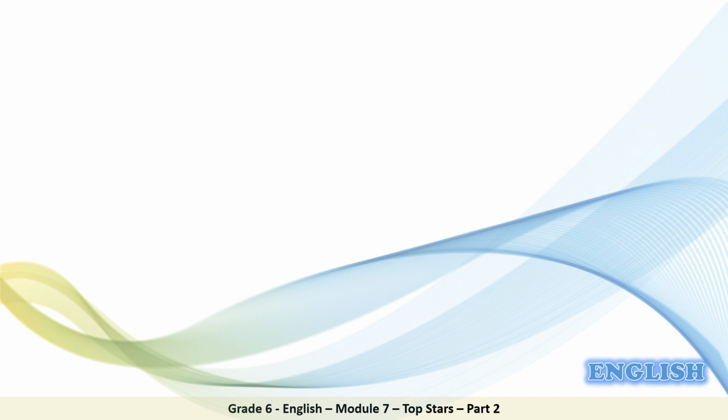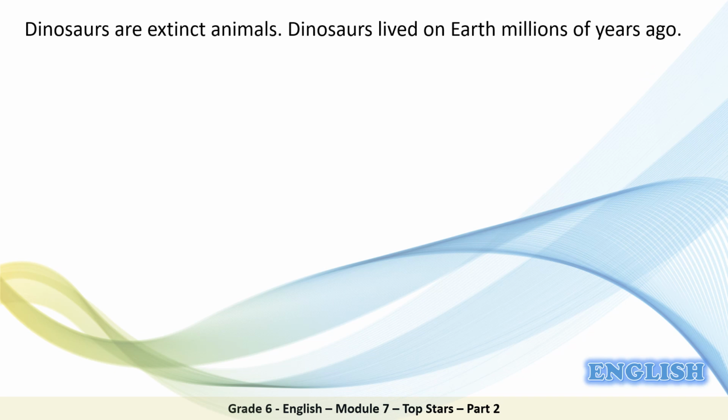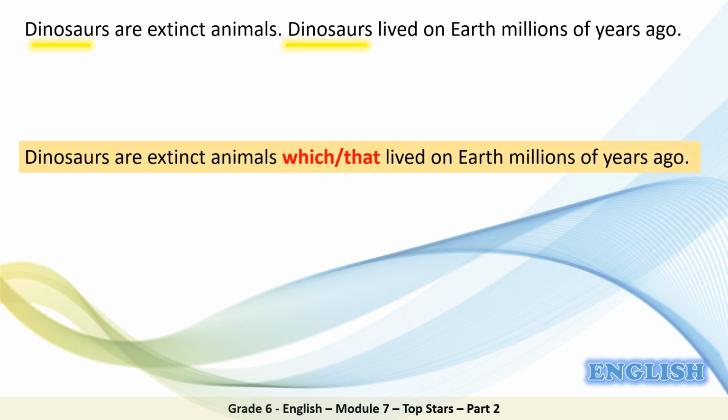Now let's look at this sentence. Dinosaurs are extinct animals. Dinosaurs lived on Earth millions of years ago. What do you notice in this sentence? Great. The repetition of the word dinosaurs. What kind of word is dinosaurs? It is a name of animal. It is a noun. So let's write the sentence in another way.